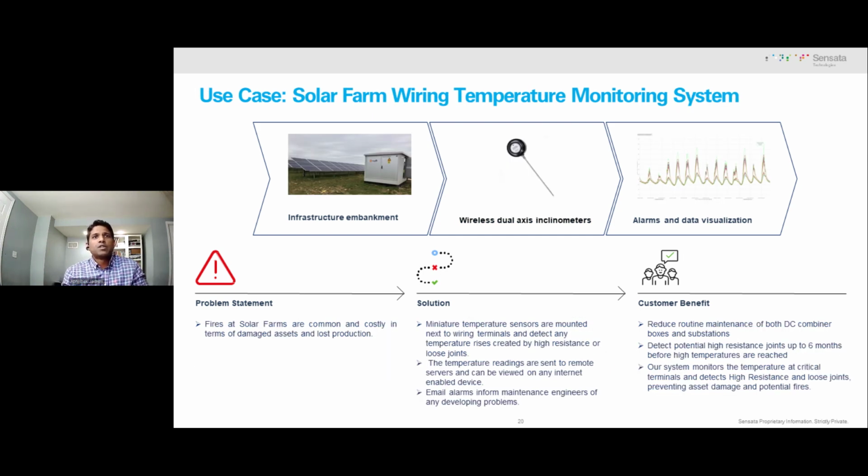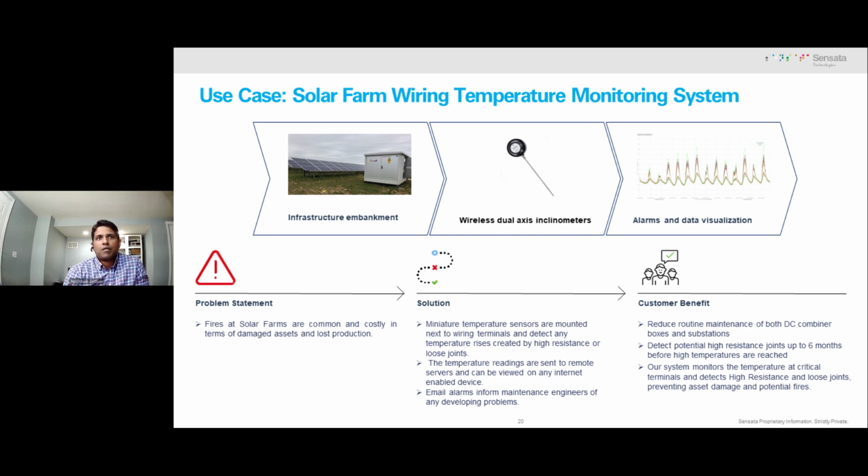This case study is about a solar farm and how we remotely monitored it using thermocouples, which enabled early detection of high resistance joints and prevented overheating and increased the lifetime of these assets. So solar farms inherently rely on remote monitoring of asset conditions like panel outputs.